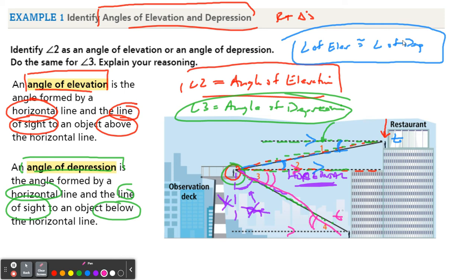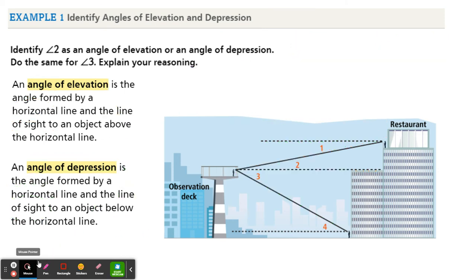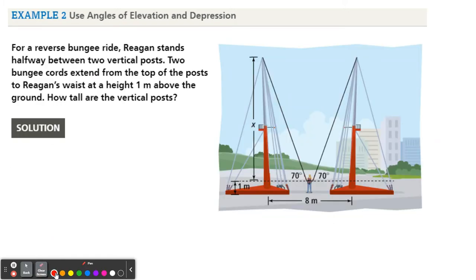All right, let's see if we can attack a problem involving an angle of elevation or depression. It says for a reverse bungee ride, Reagan stands halfway between 2 vertical posts. 2 bungee cords extend from the top of the posts to Reagan's waist at a height 1 meter above the ground. How tall are the vertical posts? They give us a great picture. We need to find x, the height of this vertical post. One thing I will caution you on is that x is not the final answer, because they want the full height. You can't forget this 1 at the bottom, but that's at the very end.